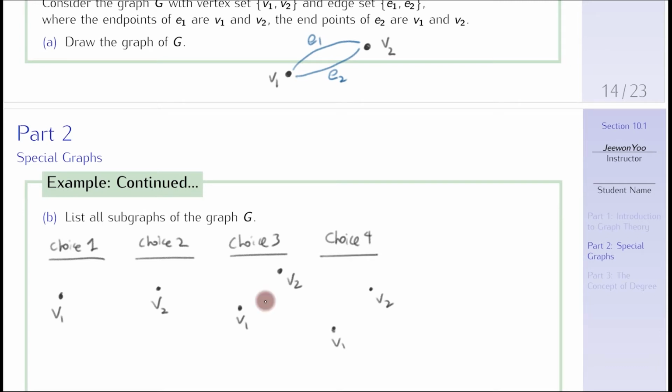V1, V2, and it's connected by the edge number 1, but we have another edge, so it's exactly the same, but we're going to use E2 for choice 5. Okay, so far we have 1, 2, 3, 4, 5 choices. I think the last choice is the G itself.